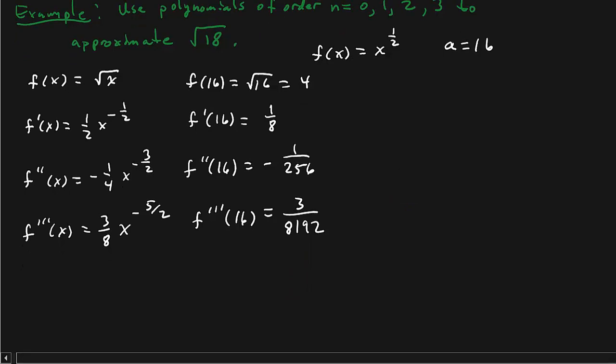So let's find our Taylor polynomial. Let's find t0. t0 of x is just equal to f of a. Well, what's f of a? That's up here. That's 4. All right, so that's t of 0.